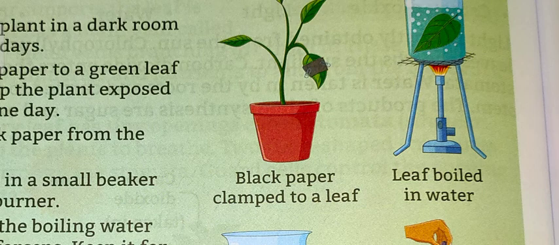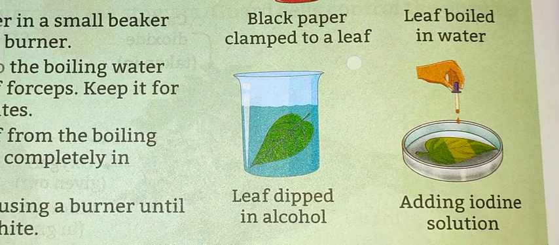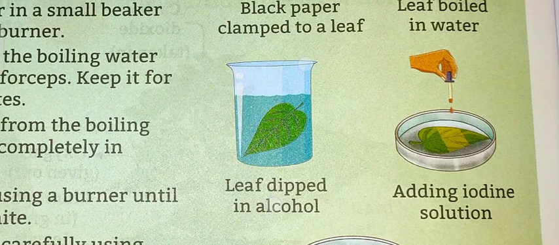Remove the leaf from water and dip it completely in alcohol. This is the alcohol, and we dip the leaf in alcohol. Heat the setup using a burner until the leaf turns white.